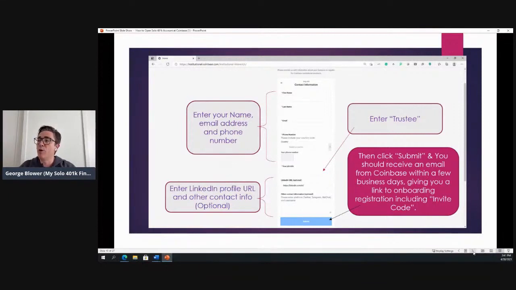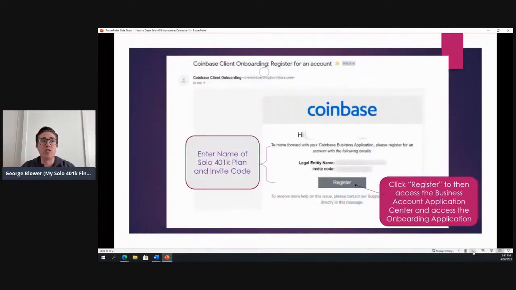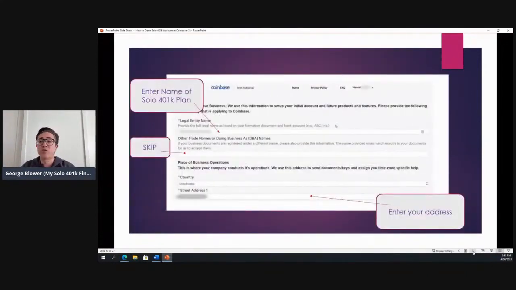And at that point, you would receive an email from Coinbase, typically within a few business days, giving you a link to proceed with their onboarding registration process. So they have an onboarding portal where you'll be able to access that portal using the invite code that's in the communication. So from that email, you'll be able to link and enter for legal entity name, you would enter again the solo 401k plan name, the invite code, and then click register, where you'll be able to access the account application center and access the onboarding application. So now we'll proceed to take a look at that application.